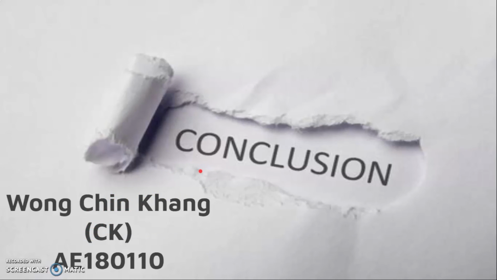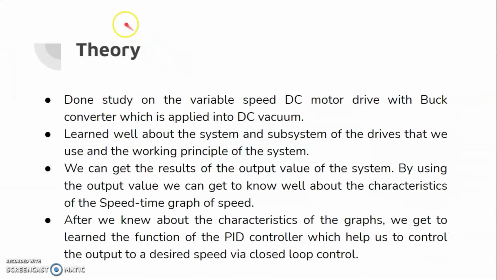And now I will do the presentation for the conclusion part first. I separate the conclusion part into two parts. The first part is theory. We studied the variable speed DC motor drive with buck converter, which is applied to a DC vacuum. We also learned well about the system and subsystem of the drive that we use and the working principle of the system. The system of the drive that we use is a buck converter, DC separately excited motor, and PID controller.